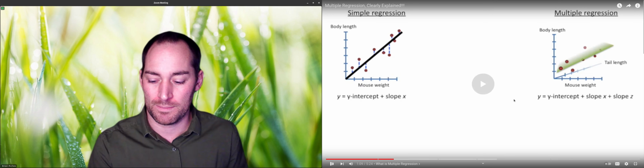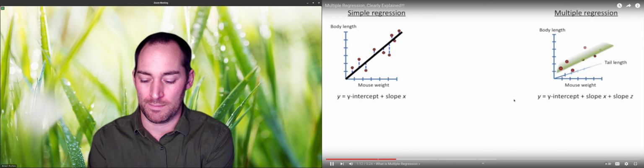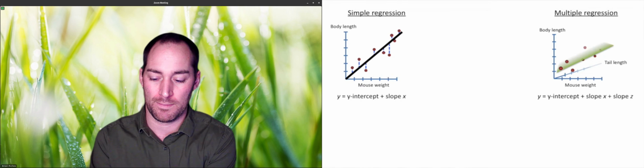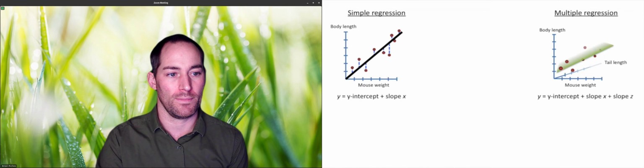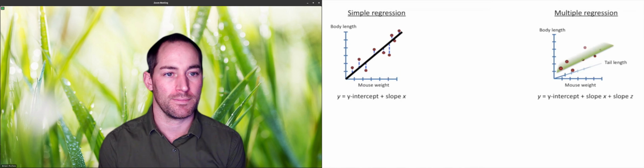I also showed you how to fit a plane to data. Well, that's what multiple regression is. You fit a plane or some higher dimensional object to your data. A term like higher dimensional object sounds really fancy and complicated, but it's not. All it means is that we're adding additional data to the model.